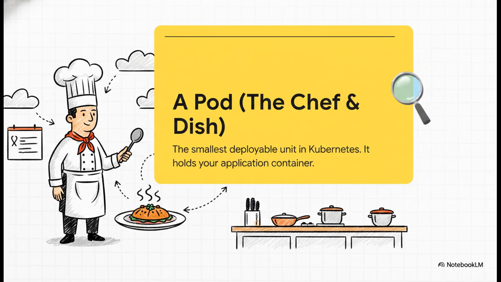And finally, the pod. This is the most basic building block. The pod is what holds your application. So in our kitchen, a pod is like a single chef who's been told to make one specific dish. The worker node gives them the station, and the pod is the chef doing the actual work.